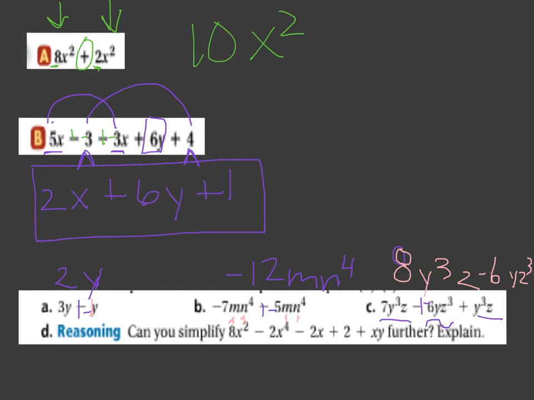And the last one, I know that the first and last term are like terms because there's 3 y's and 1 z. Here's 3 y's and 1 z. This has 1 y and 3 z's. So when I combine the first and last, I got 8y cubed z minus 6yz cubed, sorry. These are not alike because there's 3 y's here and 1 z, and over here I have 1 y and 3 z's. So those are not alike.